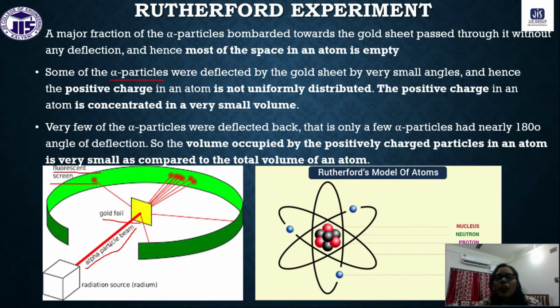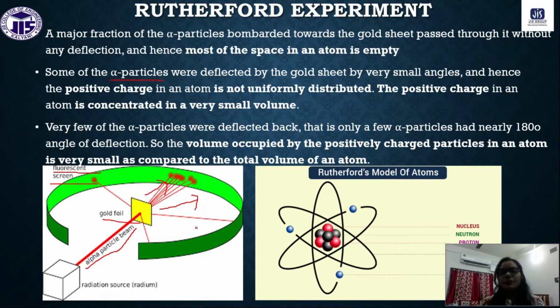Okay, so what will happen when the alpha particle hits this gold foil? You can see that the maximum number of alpha particles pass straight through the gold foil. This is a gold foil and this is the alpha particle, and it passes straight through the gold foil. Okay, this was the first observation of his experiment.